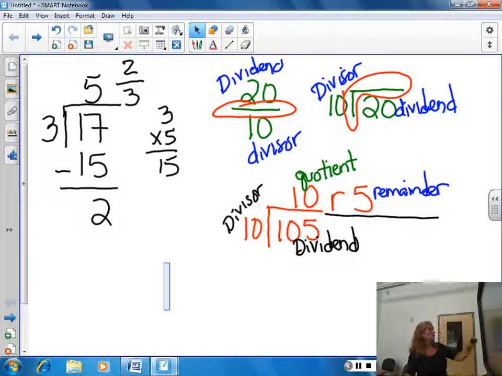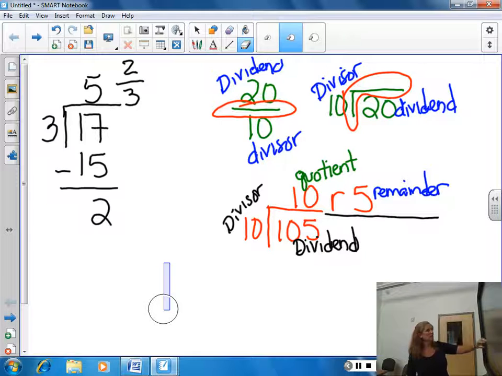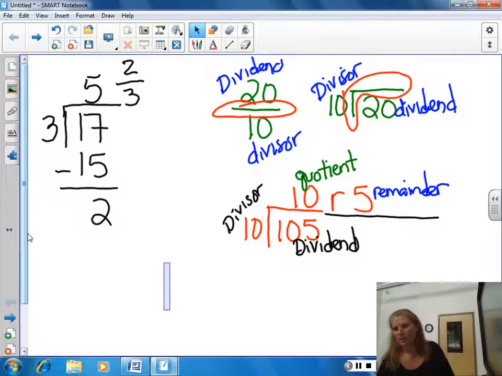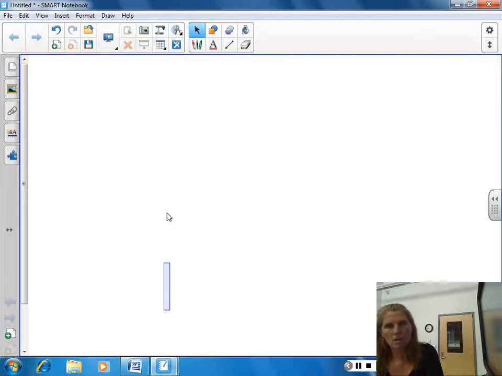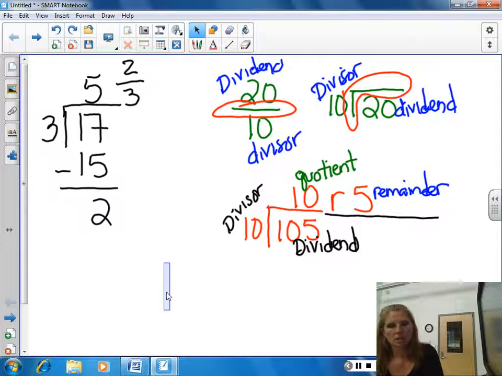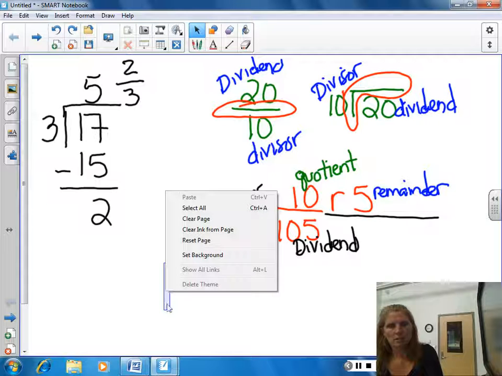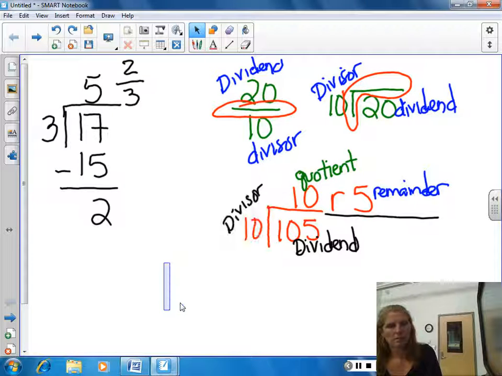So in this problem, let's just do some labeling here. And I don't know what this little rectangle is about, but I'm going to clear it. Oh, don't want to do that. I just want to clear this object. I don't know how. Okay, we'll leave it on there then. I love it there.